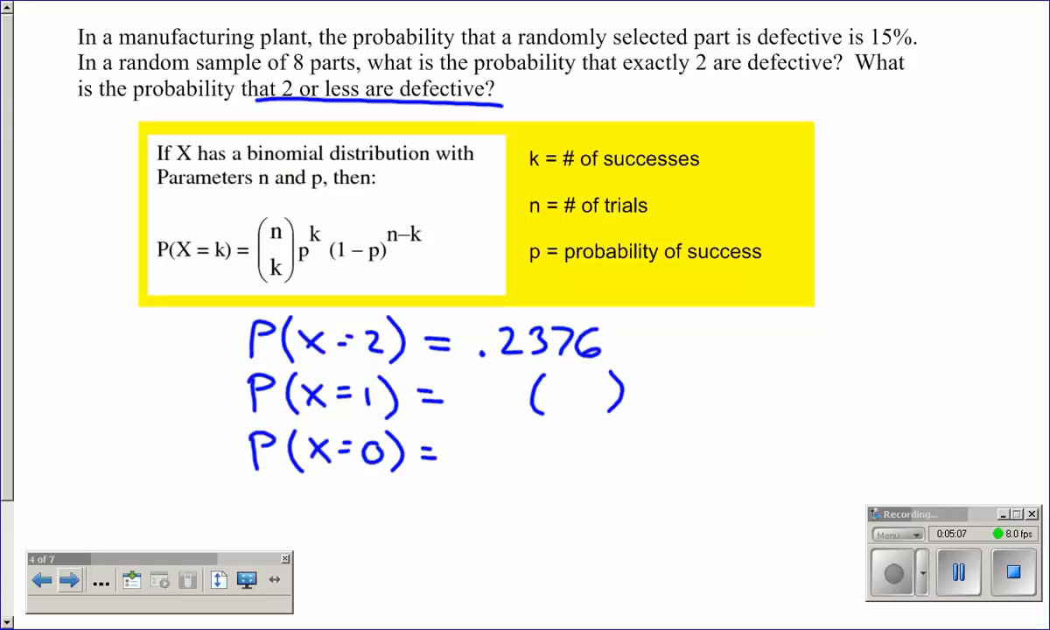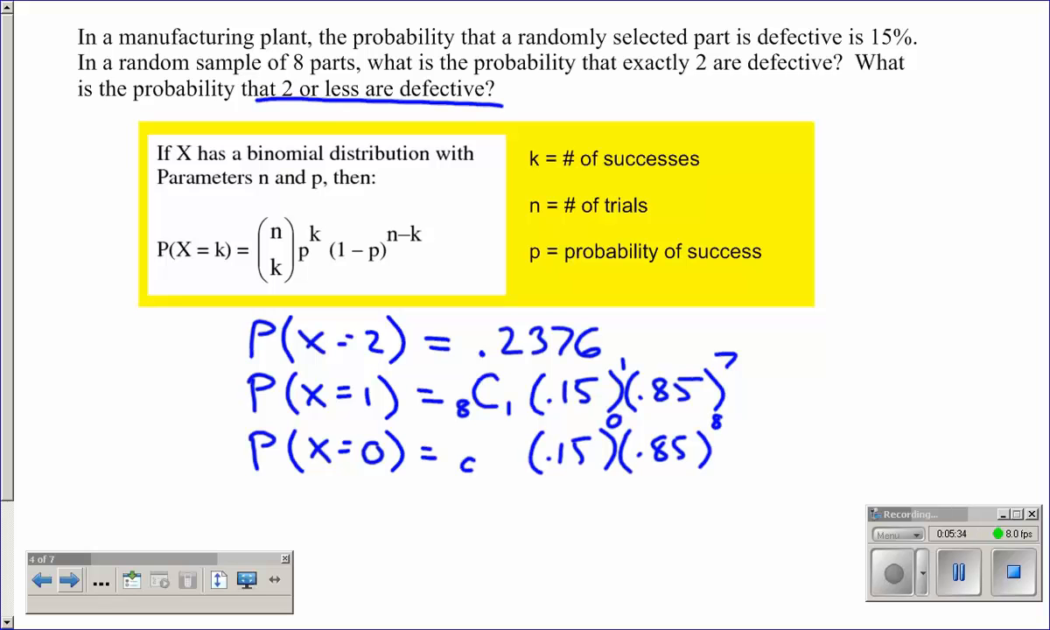The probability of 1 being defective, I need 2 sets of parentheses. 15% probability we're defective, 85% probability we're not. I want 1 defective, which means 7 not defective. And we'll also put that combination in there, 8C1. Finally, the probability that we have 0 defectives, again, 2 sets of parentheses, 0.15, 0.85. I want no defectives, 8 good parts, 8C0. That's supposed to be an 8. Lost my equal sign. 8C0. There we go. And you would add all these outcomes together.